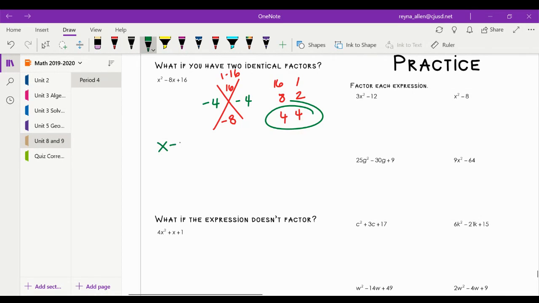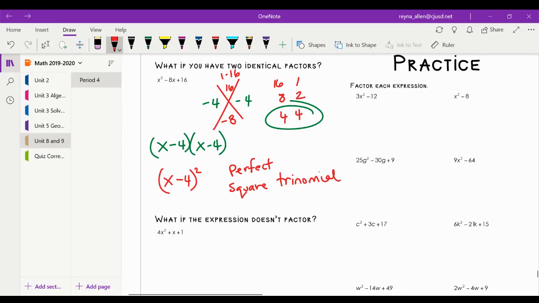So once we write this one out, x minus 4 and x minus 4, if you notice, these are the same. You don't have to write them twice. Instead, you can write it as x minus 4 squared. And this is called a perfect square trinomial. So we call this perfect square trinomial. These two are the same. So the split factor is the same as the factor squared.